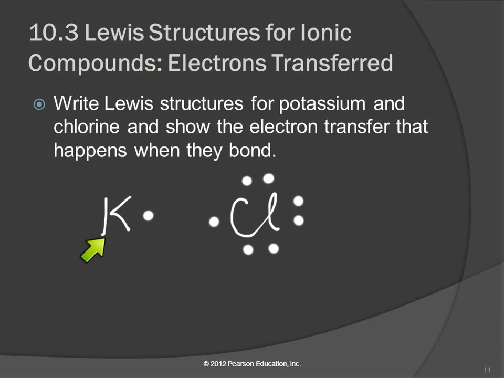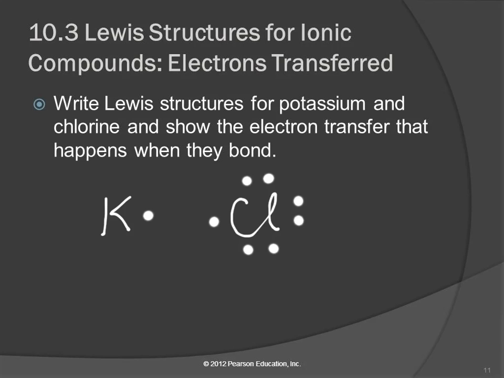So the potassium is thinking, you know, I've got this 1 valence electron. If I got rid of that, then I would look just like argon. I'd have the same electron configuration as argon. That would be a cool thing. I wonder if I could find somebody to take this electron off my hands.